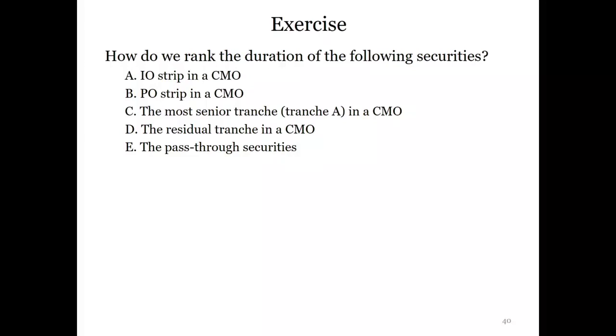Take a guess. B, residual tranche? Yes, very good. Remember, residual tranche has a negative duration, right? Shortest. Who else? Next? IO strip, exactly. So IO strip and class R are at the bottom, lowest duration, right? And on top of that, who will be the next? Second lowest duration.